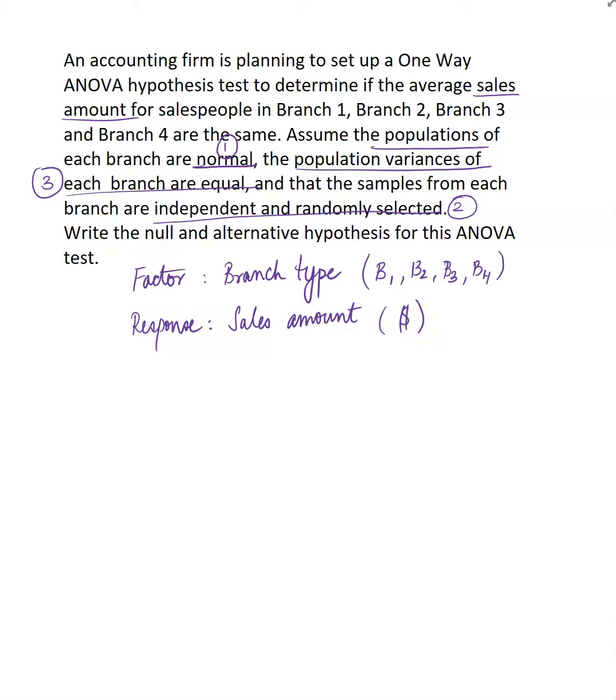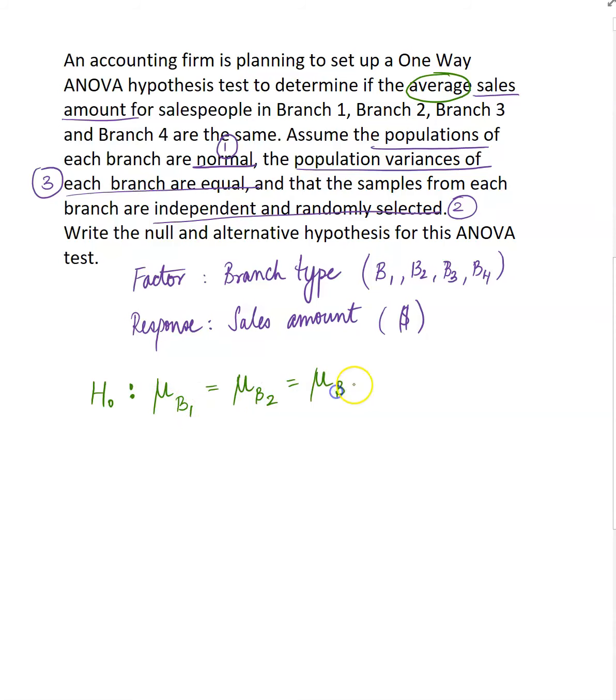We just tested the five conditions, but the actual question wants us to write H0 and H1. So we have mu of branch 1, the mean. What is the mean? Mean here is the average, right? That's how you know it's the mean. So it's the average sales amount, or the mean sales amount for salespeople in branch 1. Okay, so that's the mean amount from branch 1 is the same as branch 2.